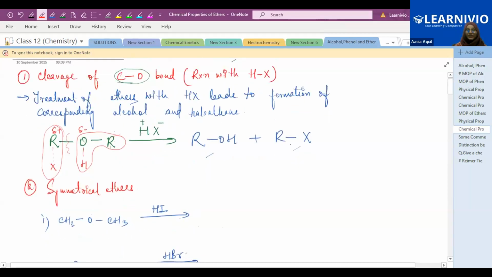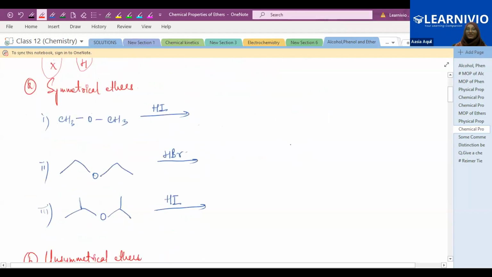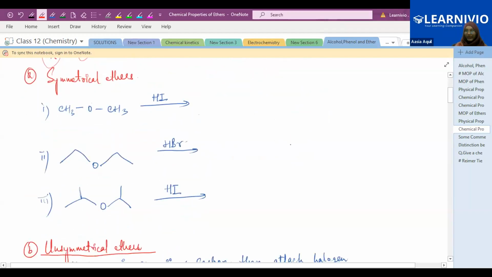So in this reaction with HX, the first one is with a symmetrical ether. Again, we will study two things: what will happen if there is a symmetrical ether, and which trick we will apply when there is an unsymmetrical ether. In the symmetrical one it is very simple. You can cleave any C-O bond, because both are symmetrical.